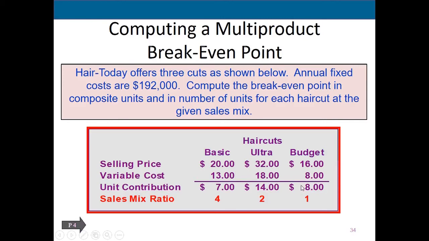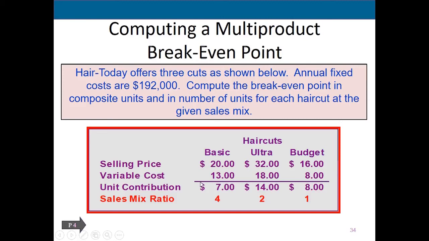Okay, and then you'll see that for every 4 basic cuts, they typically do 2 ultra cuts and only 1 budget cut. That's because nobody wants that ratchet budget cut, right? They're going to come out looking like they shaved around a bowl on their head or something. So again, one more time, for every 4 basic cuts, they're going to do 2 ultra cuts and 1 budget cut. And you see the selling price and the variable cost of each, which gives you the contribution margin for 3 of those different cuts.